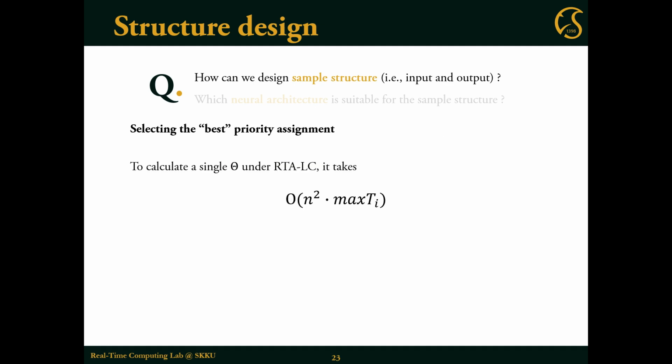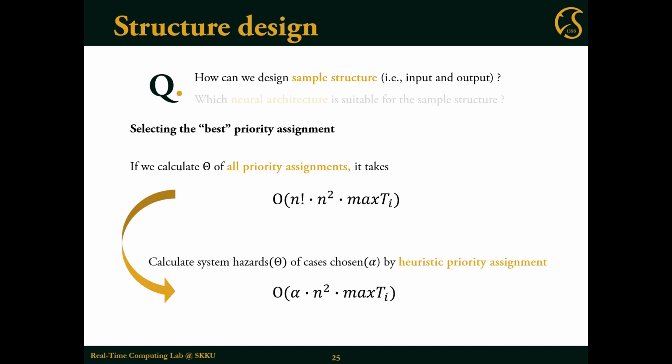To be precise, it takes the time complexity of n squared times max Ti to calculate theta, which is the system hazard of a single priority assignment. Trying to derive the premier priority assignment would make us multiply by n factorial and therefore become intractable as n grows. We had to make an alternative plan that would allow us to mock the results of system hazard while having a lower time complexity. We decided to calculate the system hazards only for the cases chosen by the heuristic priority assignments. This removed the n factorial from the time complexity and replaced it with a variable alpha.